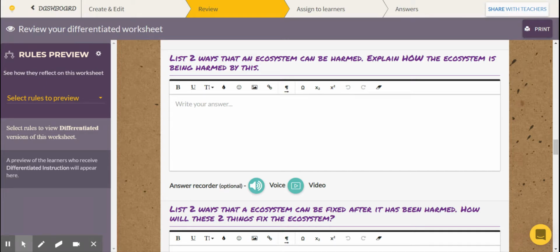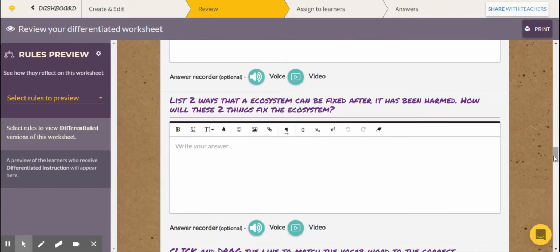Now it says list 2 ways that an ecosystem can be harmed. Explain how the ecosystem is being harmed by this. So think of 2 ways that something can happen to an ecosystem and harm it, and explain how the ecosystem is being harmed.